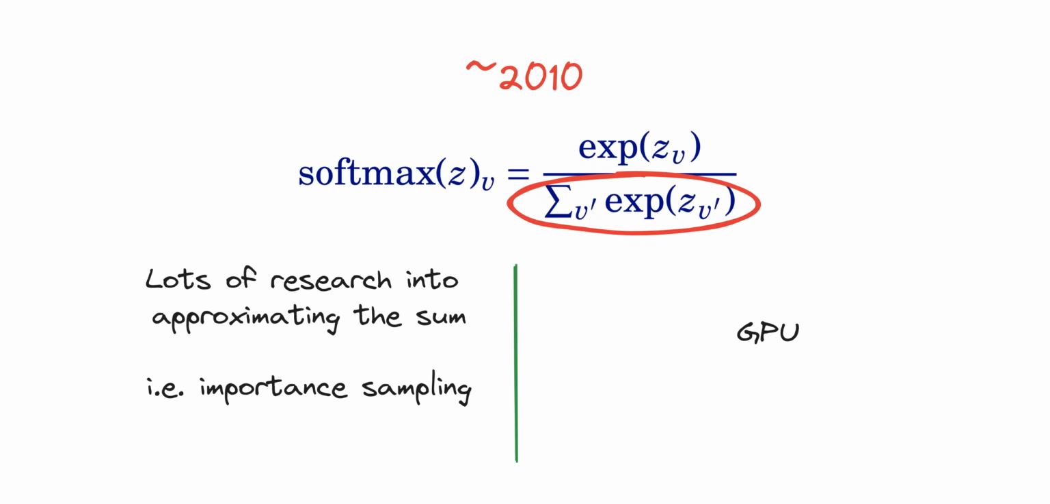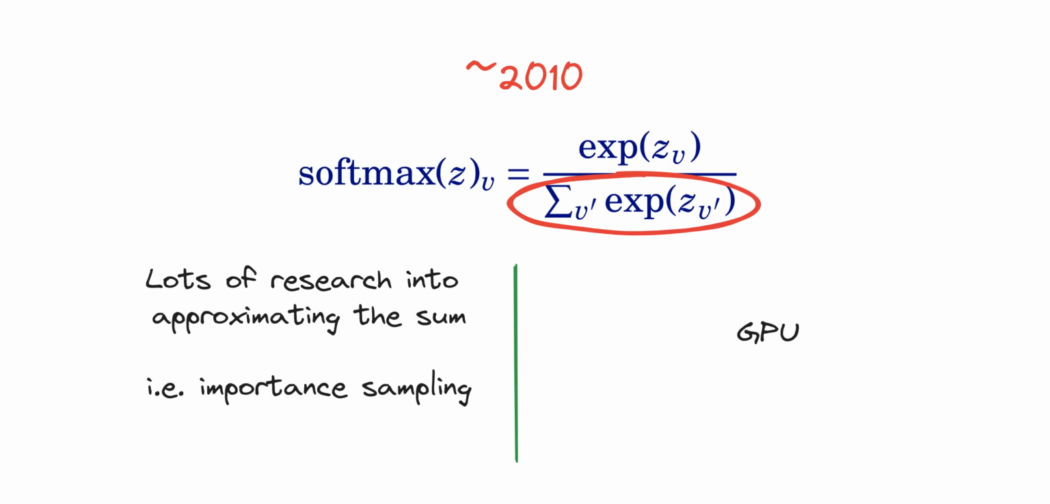If we think about language models circa 2010, there was lots of research into effectively approximating the denominator of the softmax function. If we could come up with some way to efficiently approximate the denominator, we could compute the softmax more efficiently on CPU hardware. But after the introduction and widespread use of GPUs, this totally changed.